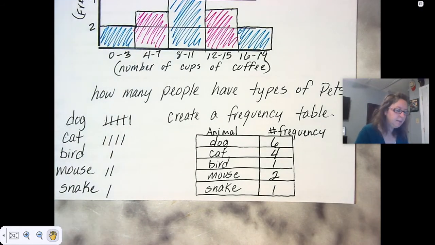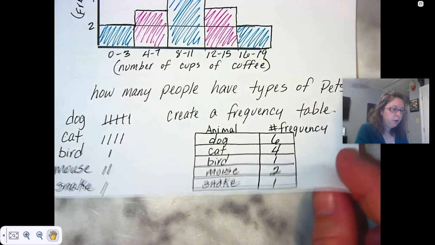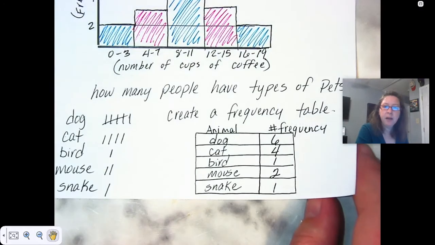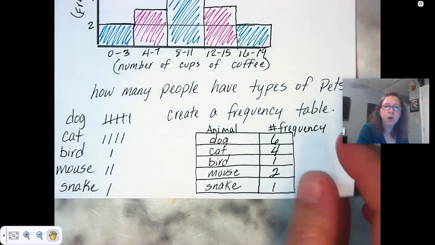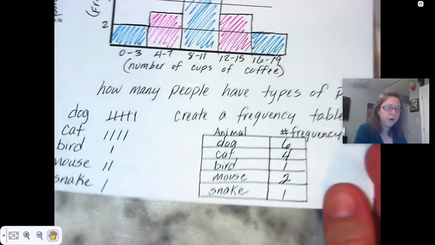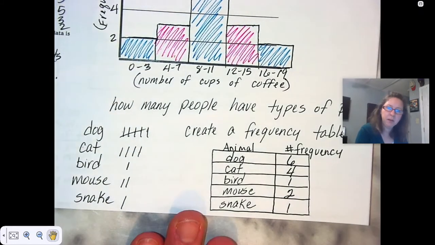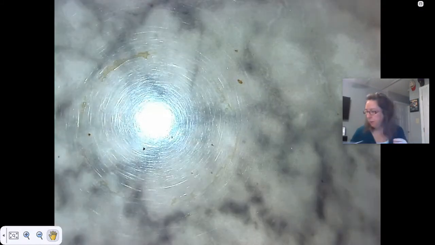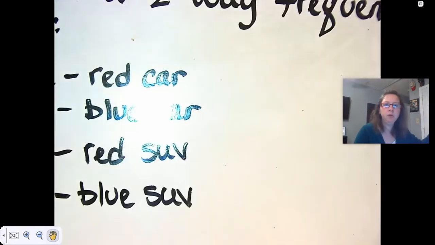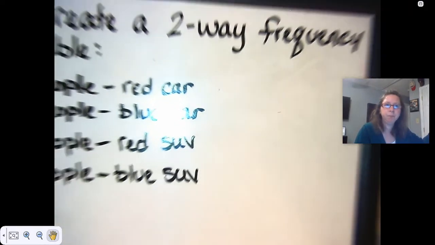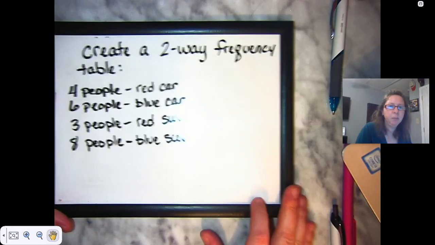Now, our next lesson in math is going to be using a two-way frequency table to create a relative frequency. So I just want us to get started on how we create a two-way frequency table. It's similar to this, but a little bit different. So here's my whiteboard, and I'm going to zoom out. Create a two-way frequency table.